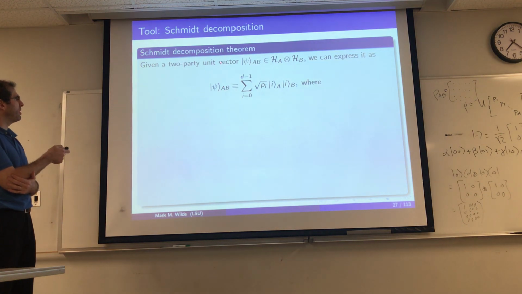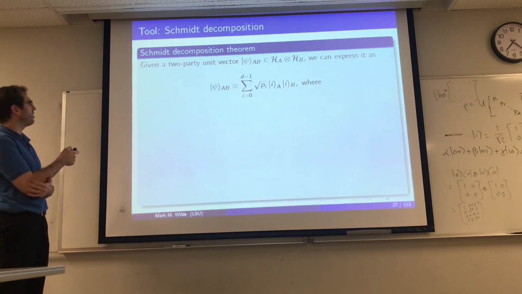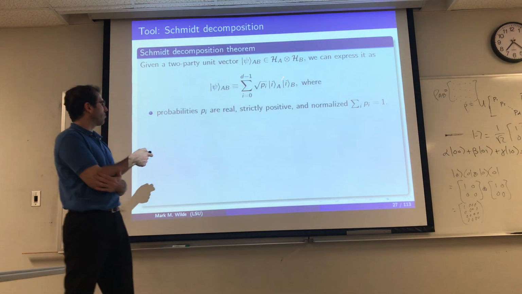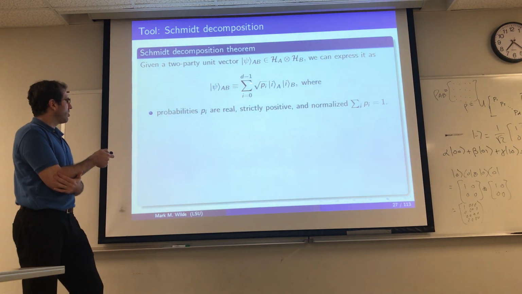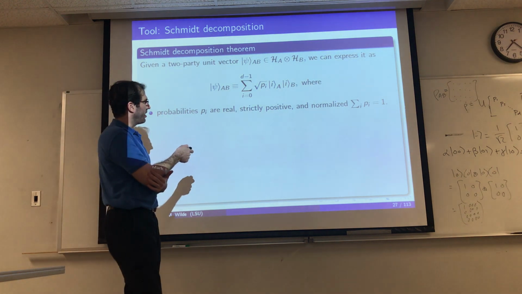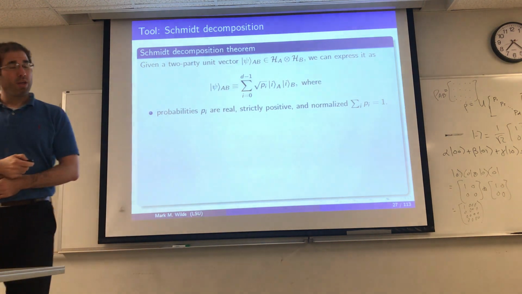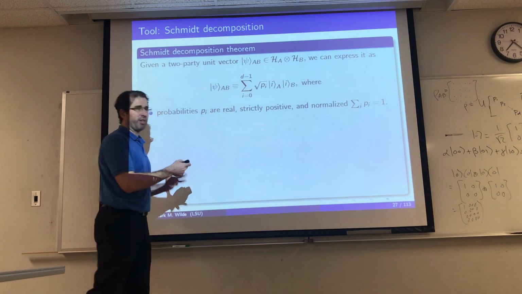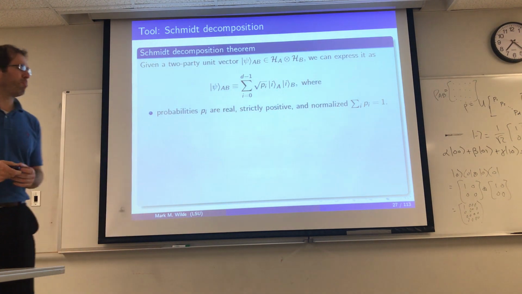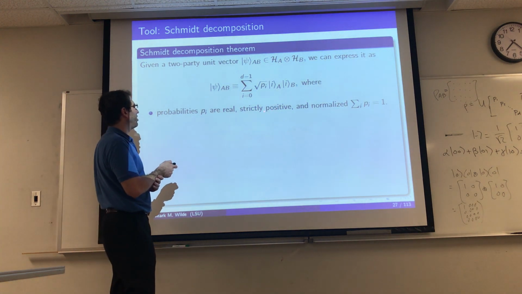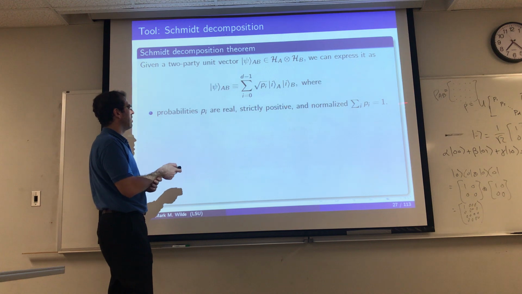which is called Schmidt Decomposition. I think it's the same Schmidt of Gram-Schmidt. So what is this? You can find some orthonormal bases, that's |i⟩ for Alice, and this |i⟩ for Bob. And you see that they are aligned. The i's are coordinated, right? They're put together in the superposition. And you can find real numbers that are strictly positive and normalized.